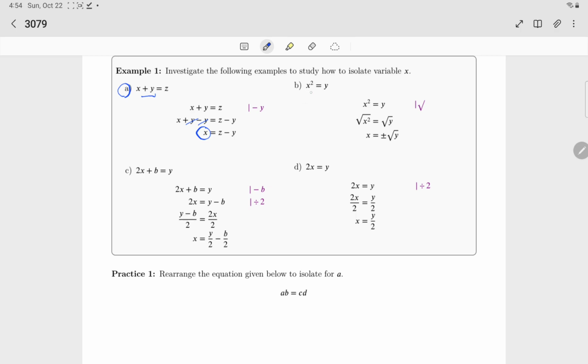In example B, we need to take a square root of each side. This will leave us with x on the left side. In example C, we first need to subtract b from both sides and then divide each side by 2. And in example D, all we have to do is to divide both sides by 2.